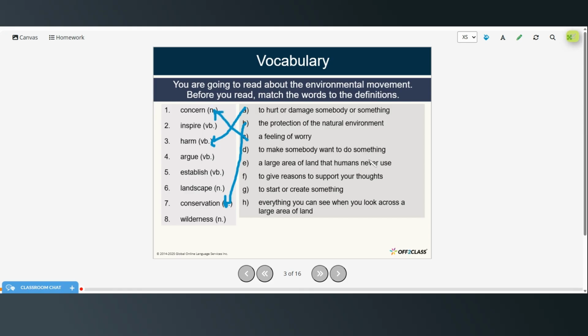To make somebody want to do something, that would be number 2, inspire. A large area of land that humans never use would be number 8, wilderness. To give reasons to support your thoughts, I believe that would be to argue. To start or create something is to establish. And everything that you can see when you look across a large area of land is landscape.